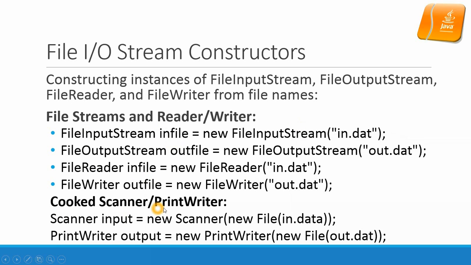And cooked: Scanner or PrintWriter. Scanner is what we used before, and it is considered to process well-cooked data instead of raw data, similarly for PrintWriters.